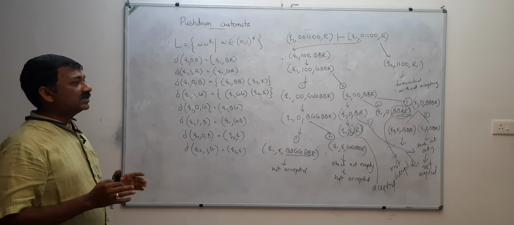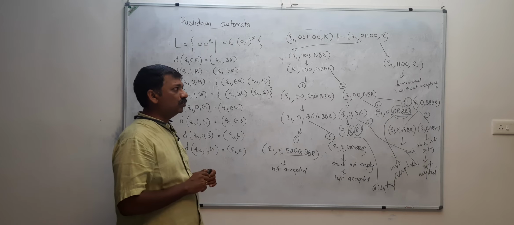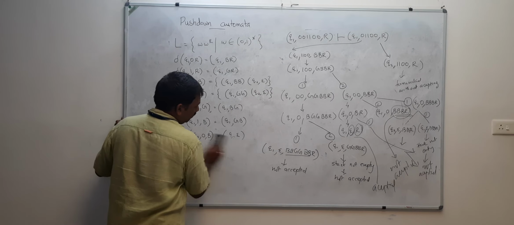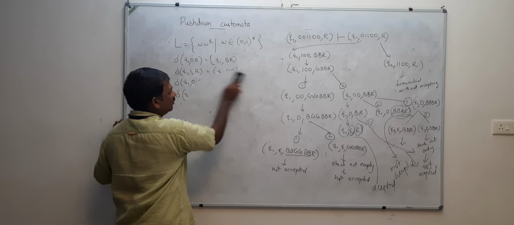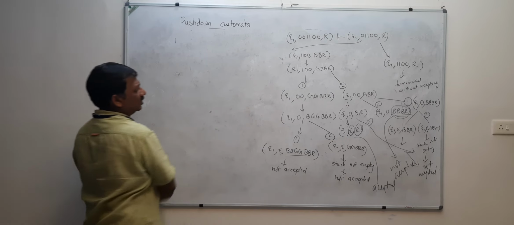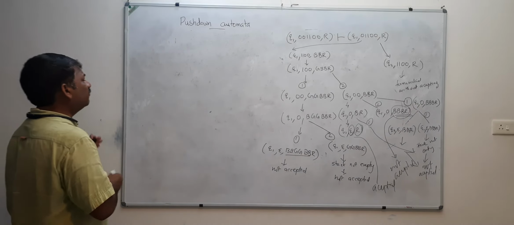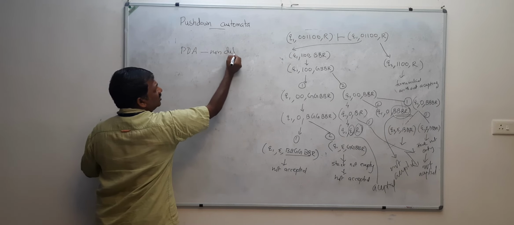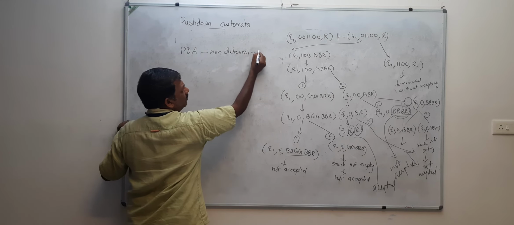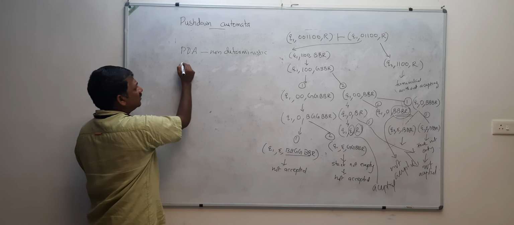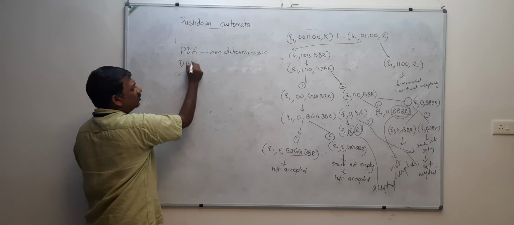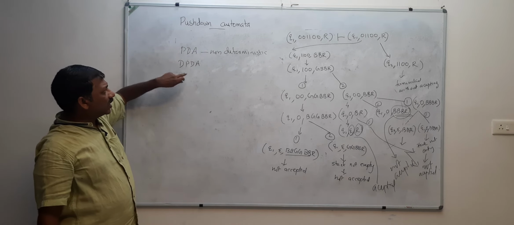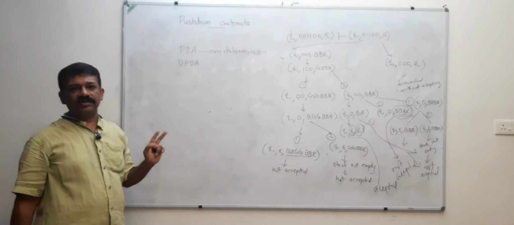So with this, I am concluding the session. You should note that all PDAs are non-deterministic. All pushdown automata are non-deterministic, and by default, if you write PDA, it is non-deterministic. If you want a deterministic one, you have to intentionally write DPDA, deterministic pushdown automaton. If you write PDA, that means it is not a deterministic PDA.